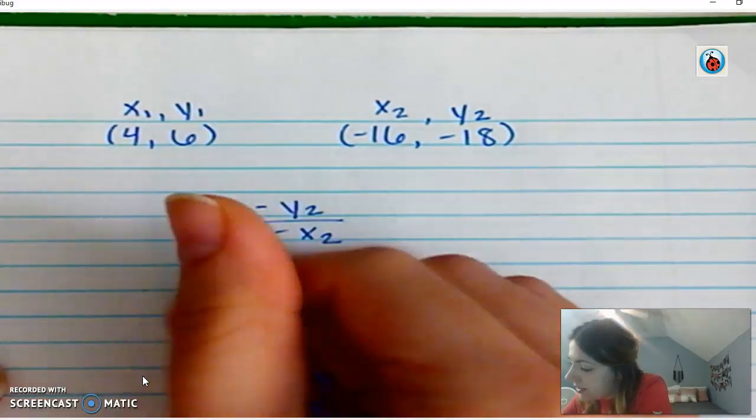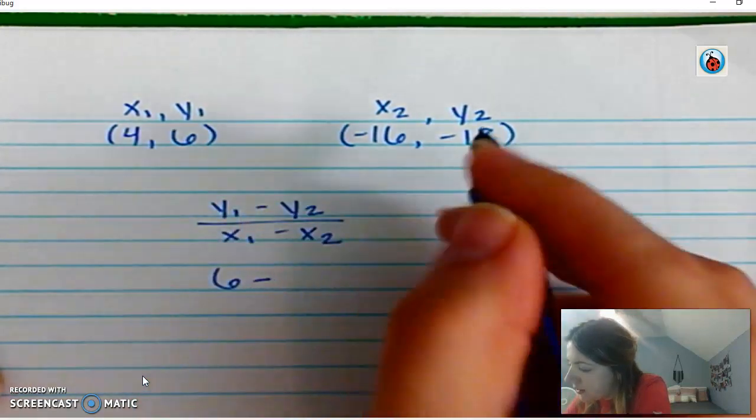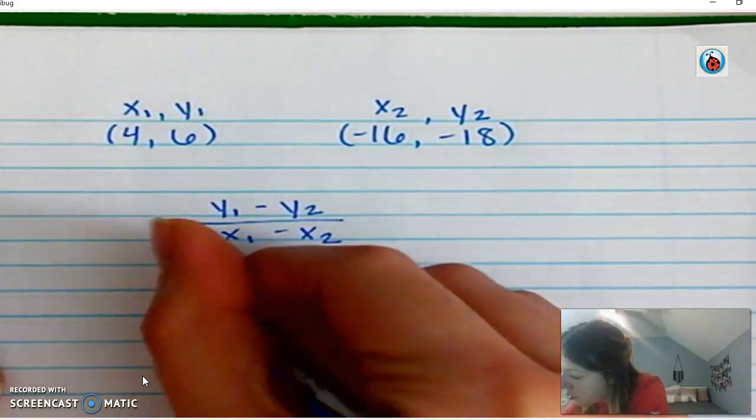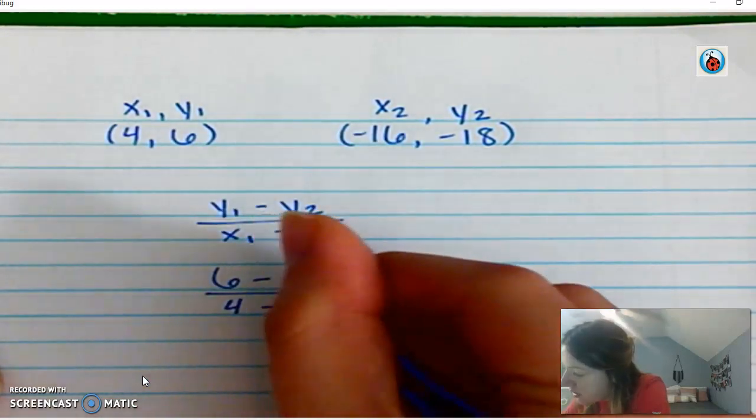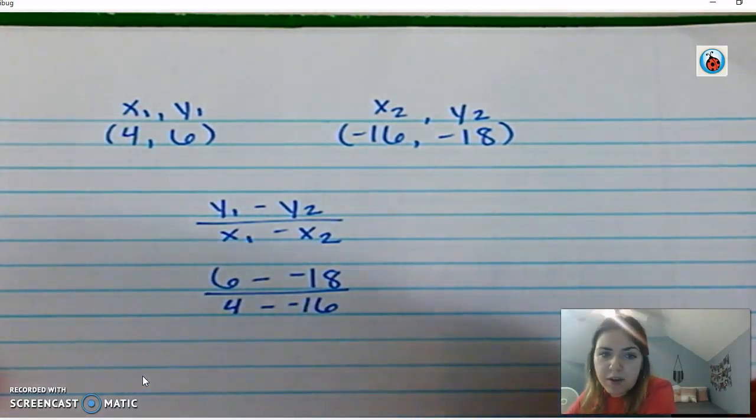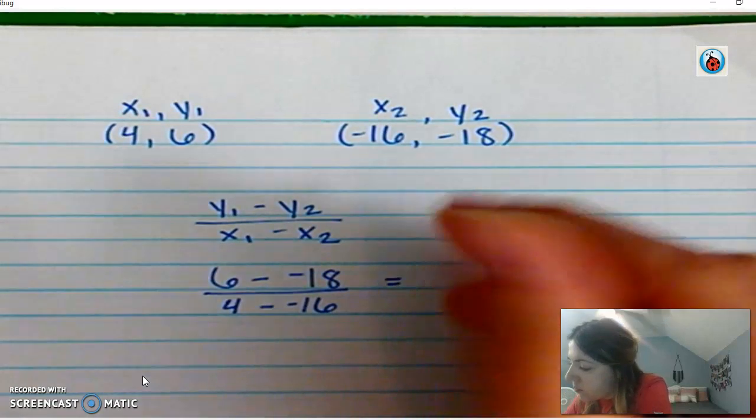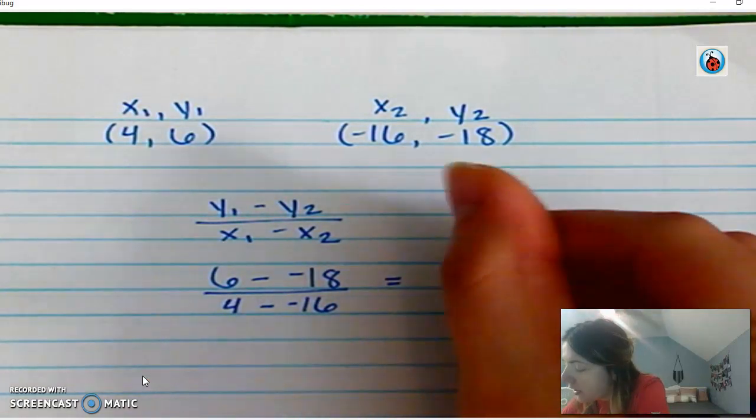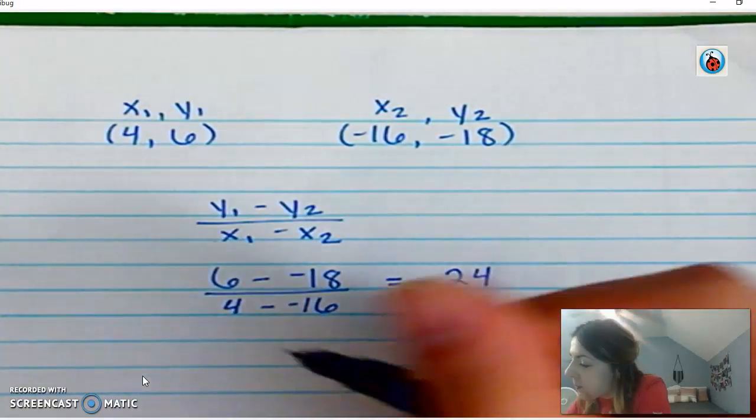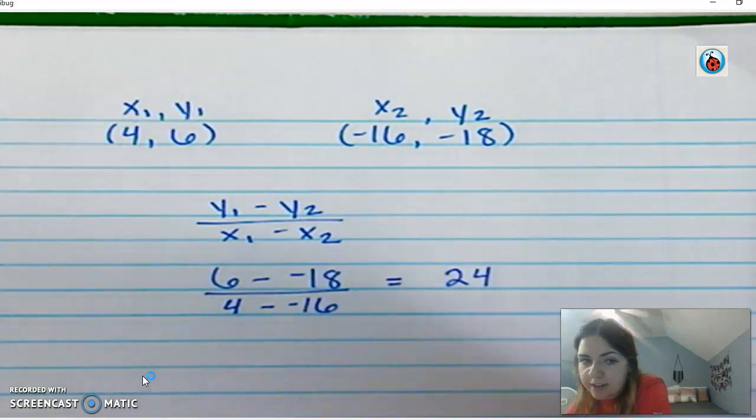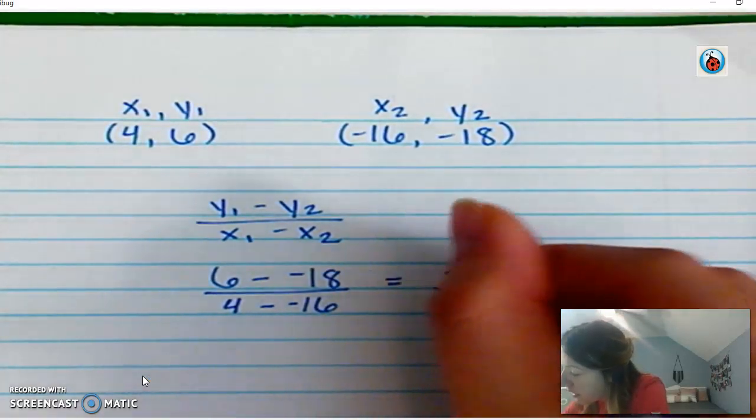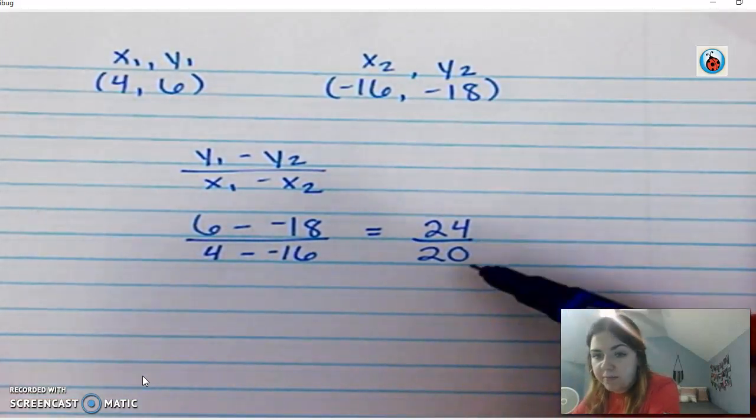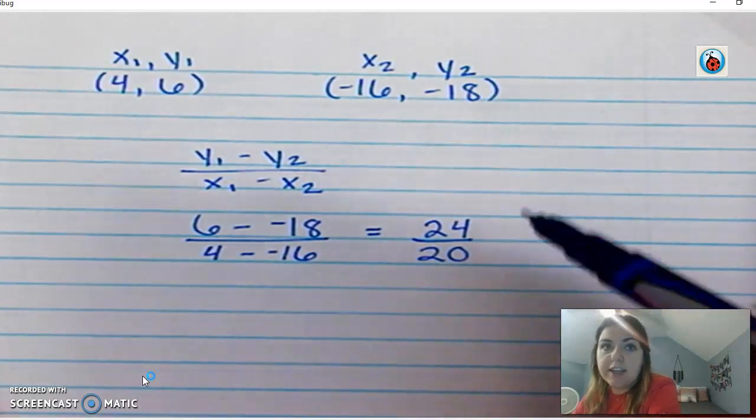So y1 is 6. So this is 6 minus y2, which is -18, over x1, which is 4, minus x2, which is -16. Okay, if I type that in my calculator, 6 minus -18 is going to give me 24. 4 minus -16 is going to give me 20. Okay? Remember, this told me to write my answer in simplest form.